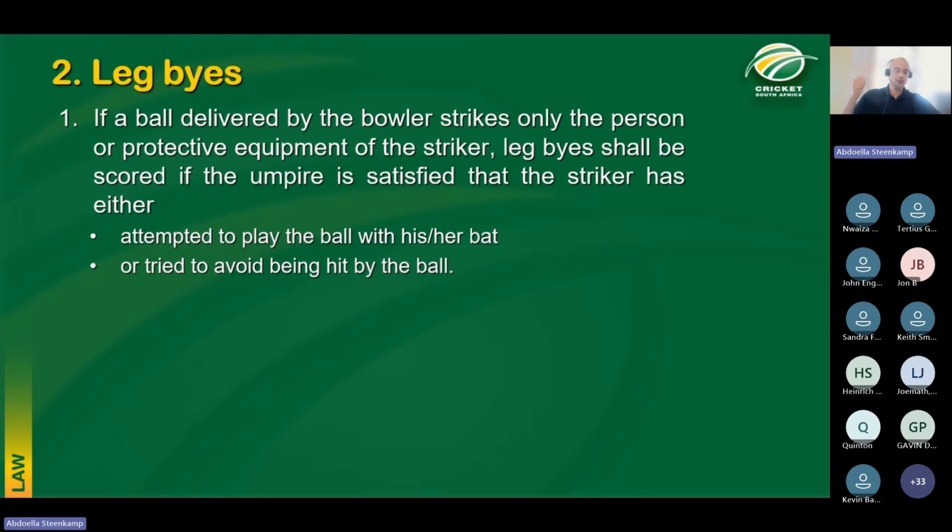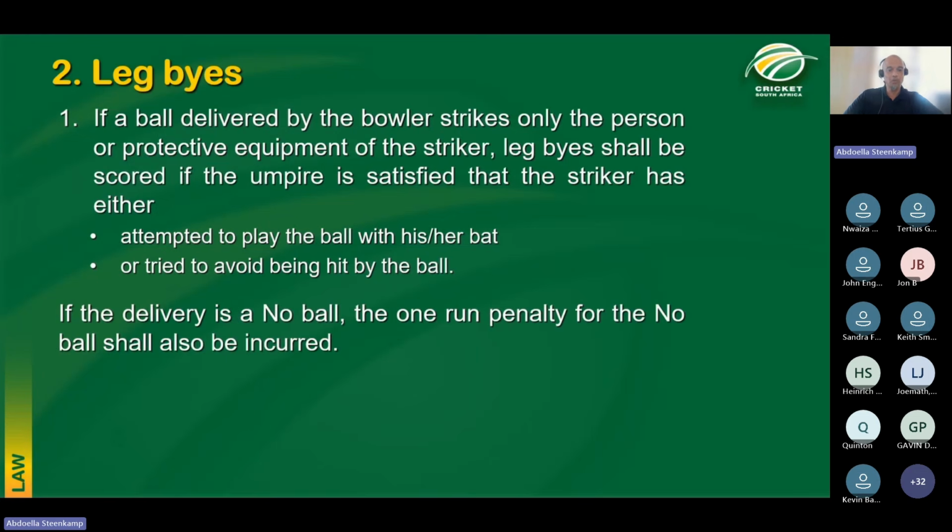So the first criteria is that the ball needs to strike any part of the person or the protective equipment of the striker, and then the striker needs to play at the ball. There needs to be an attempt by the striker to play at the ball with his or her bat, or the striker tries to avoid being hit by the ball. If these conditions are in place, leg byes can be scored.